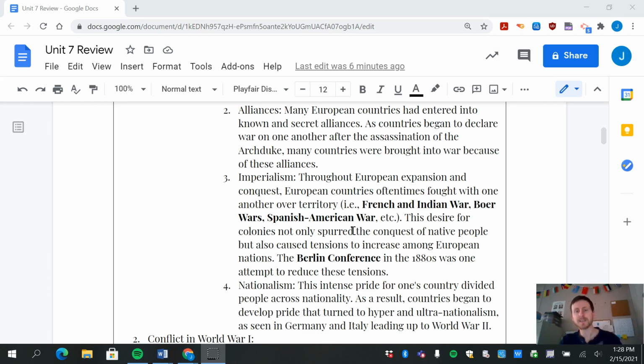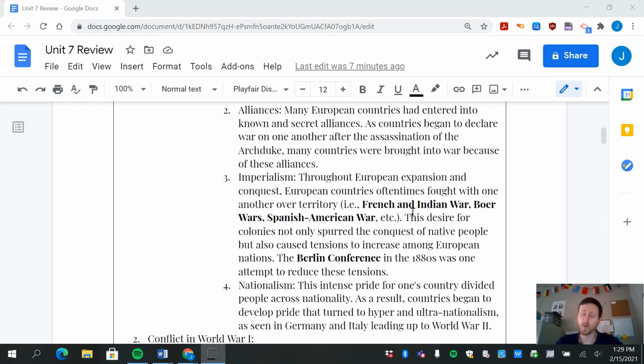What we start to see is that it's not only about having the best resources in your colony, but it's about having the most resources and the most colonies. And oftentimes what we see is that European nations are often at war with one another to gain more territory. So for example, the French and Indian War is between the French and the British. The British end up gaining huge territories, not only in North America, but in other parts of the world.